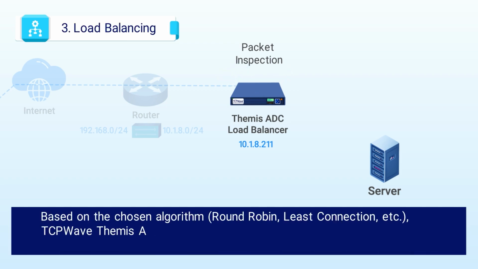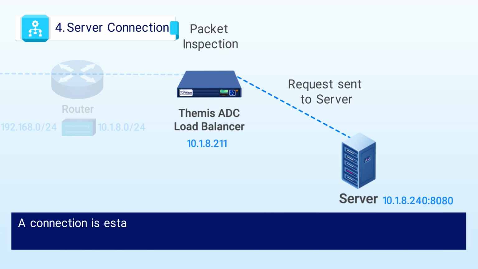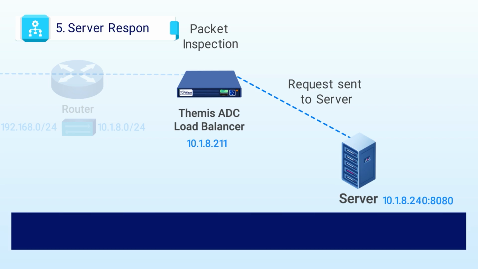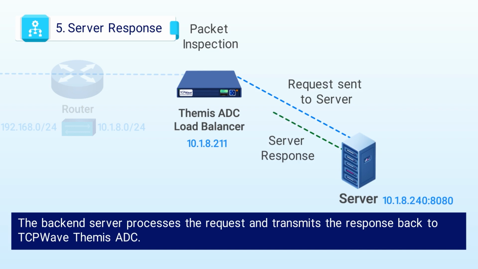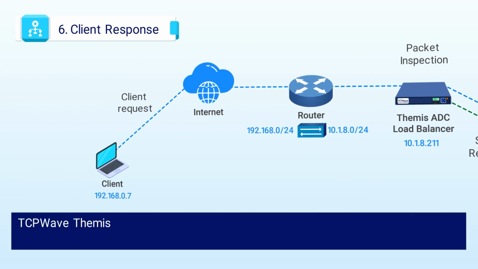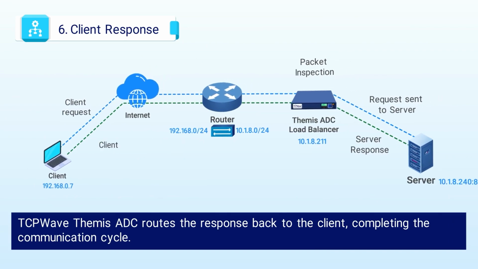Load balancing. Based on the chosen algorithm, round robin, least connection, etc., TCPWave Themis ADC selects the most optimal backend server to handle the request. Server connection. A connection is established with the chosen backend server, forwarding the client's request. Server response. The backend server processes the request and transmits the response back to TCPWave Themis ADC. Client response. TCPWave Themis ADC routes the response back to the client, completing the communication cycle.